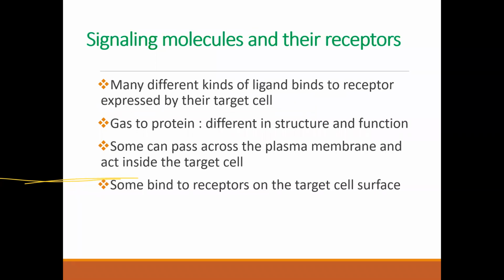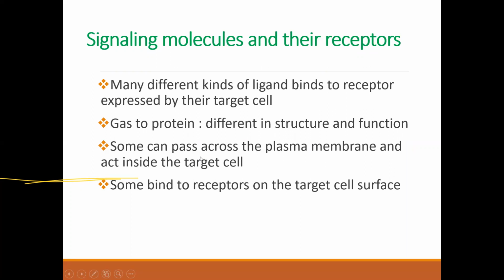Okay, let's start the first topic, signaling molecules and their receptors. There are many types of signaling molecules. We can divide the signaling molecules into many types according to their structures. The signaling molecule can be a gas or a molecule like a protein.